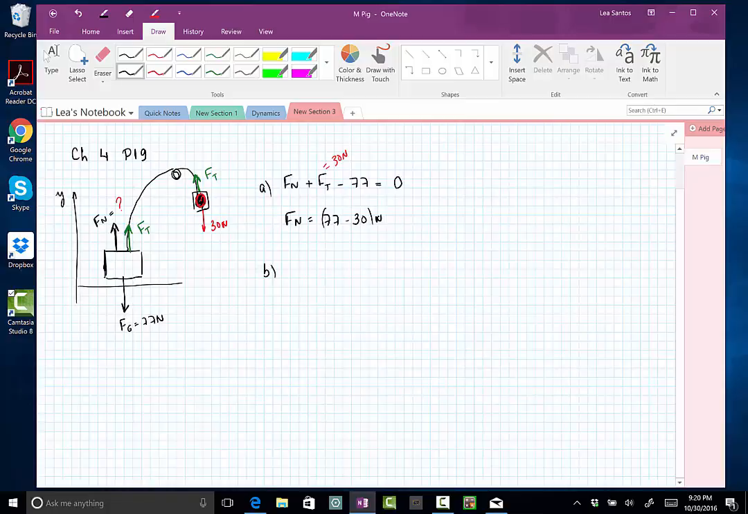And then question B, well, instead of 30 newtons, we are going to put a different value, 57, for example. So 57 newtons is still smaller than the weight of my object, so still there will be no motion, and we can solve. Again, Fn will be 77 minus 57 newtons.